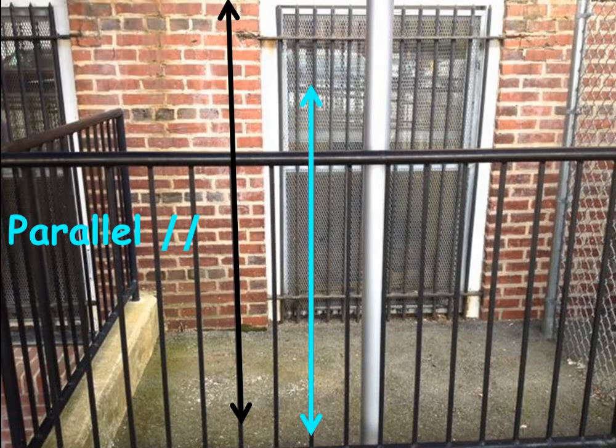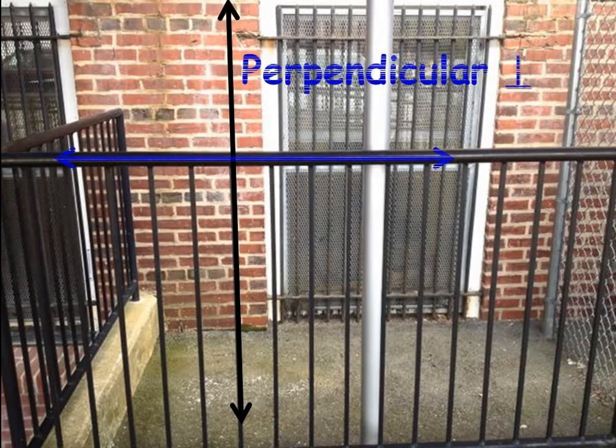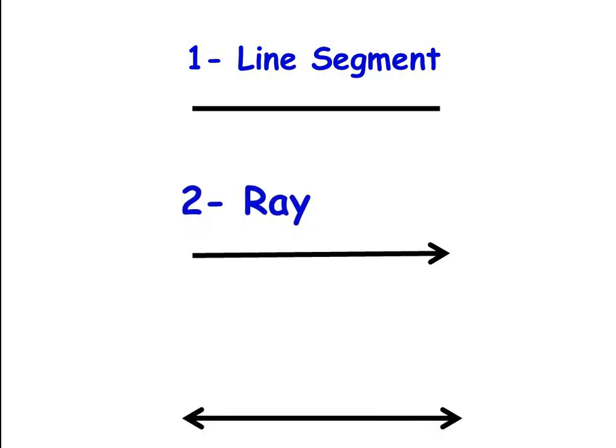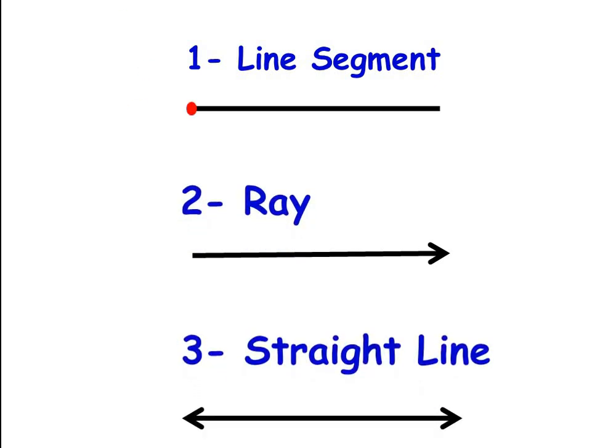This also relation is parallel. And here, this relationship is perpendicular, forming a 90-degree angle or a right angle. So back again to the line segment, which has a starting point and ending point, and ray and straight line. We have to remember the differences between them.